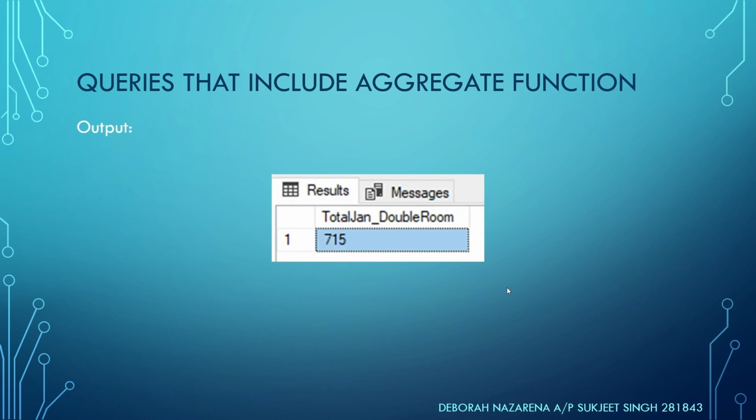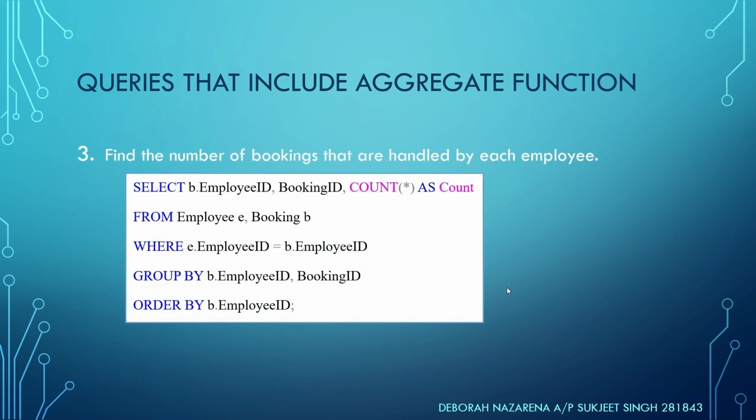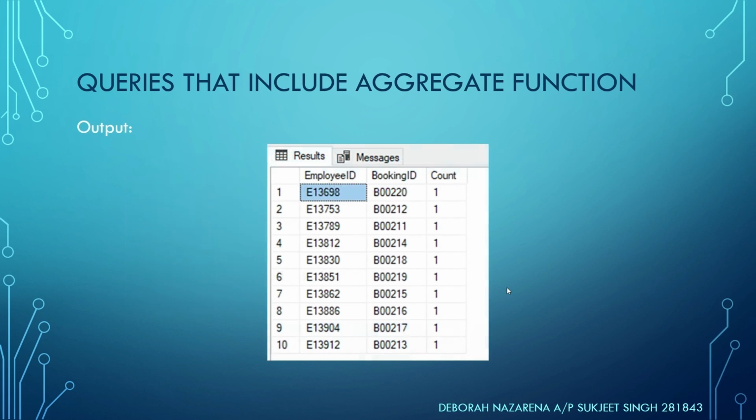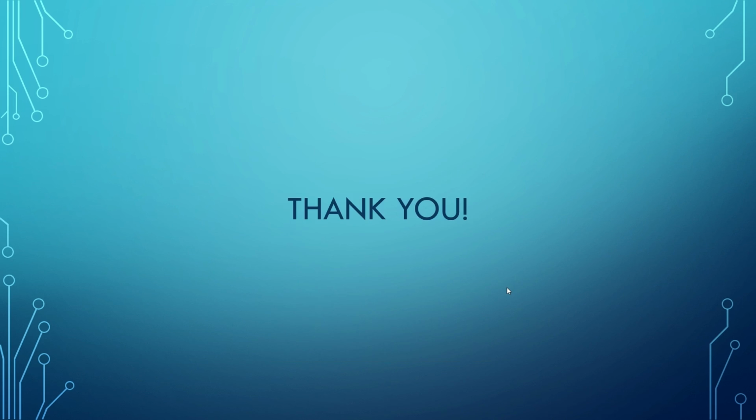is 715 ringgit. And lastly, for this third query that includes aggregate function, we find the number of bookings that are handled by each employee. So we can see the employee IDs, the booking IDs that they handled, and a total of how many bookings they have handled. In this case, we can see each employee handles one booking ID, so the total count for the bookings that they handle is one each. That is all for my presentation today.